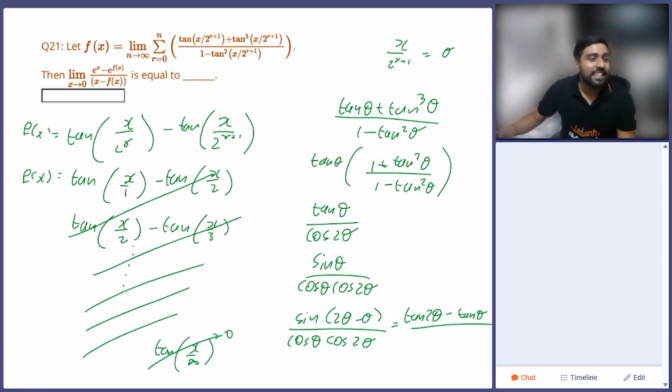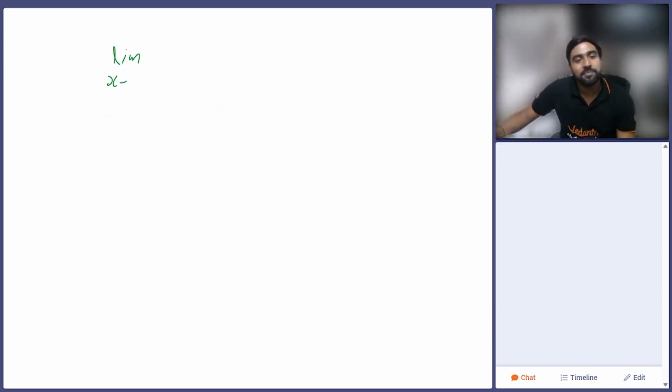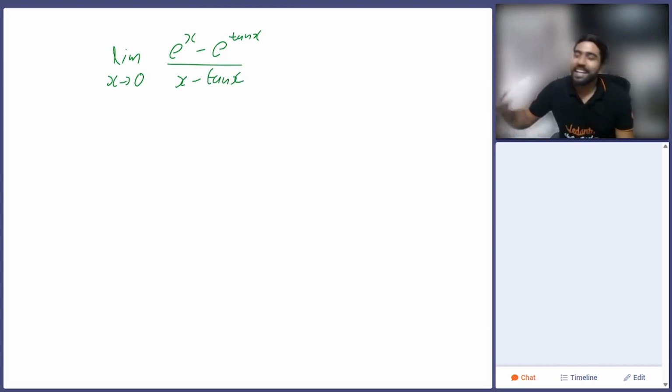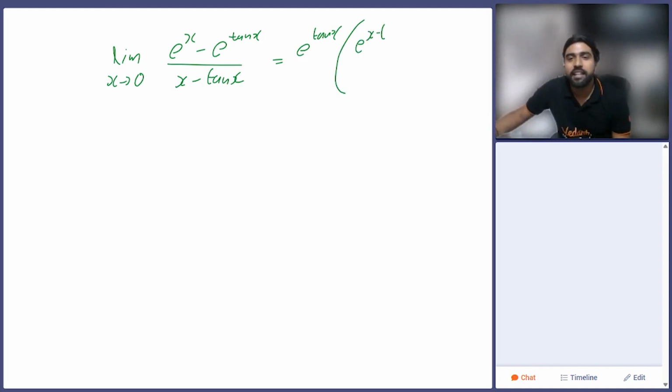Now the question starts. Now we need to find a limit, extending to 0: e power x minus e power tan x divided by x minus tan x. That looks good, right? I can do something over here. I can take the e power tan x common, and what I have is e power x minus tan x minus 1, divided by x minus tan x.